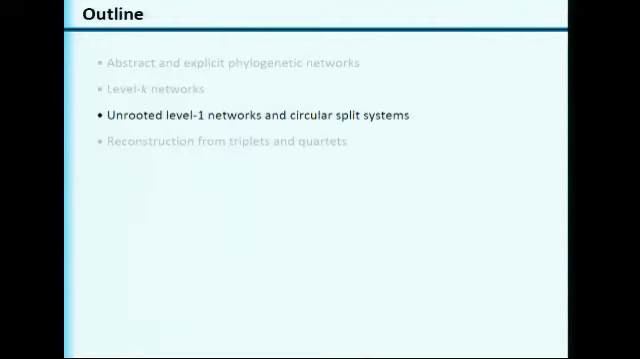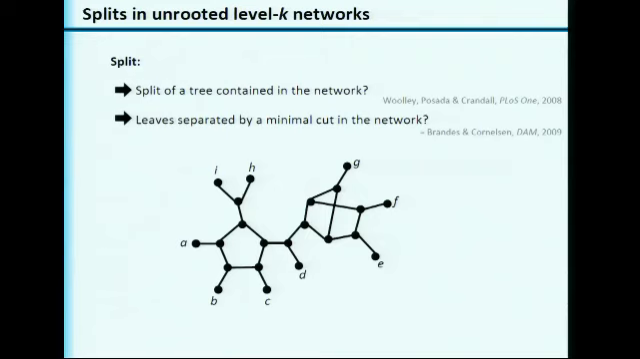Now let's go to the links with split systems. We have to define the splits in those networks, because the split networks I presented earlier were different kinds of networks where you had those parallel edges. Here you want to have these unrooted level k networks and find the splits inside, and two definitions appeared in the literature. One would be to take the splits of a tree contained in the network, by Huson and his co-authors, and the other idea would be to take the minimal cuts of the network.